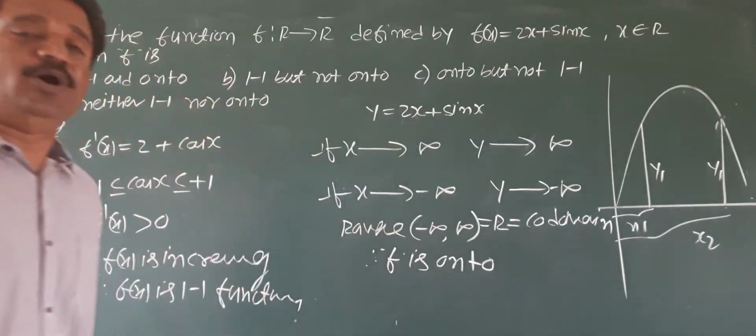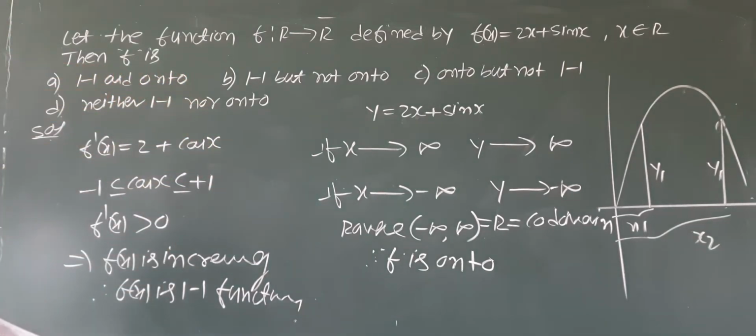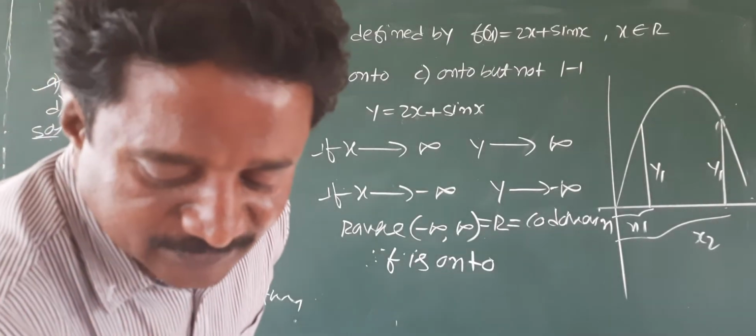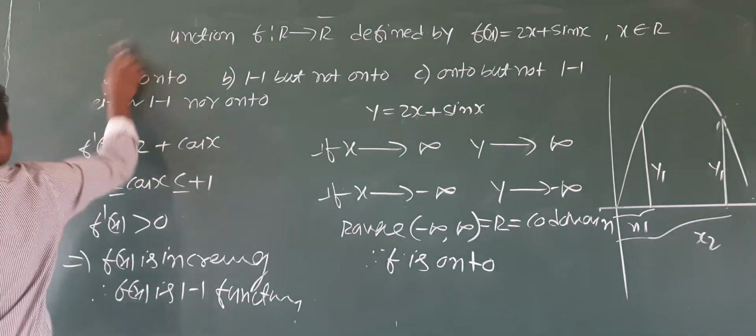f is both one-one and onto. Which option is correct? Students, option A. The first option is correct. Now let's move on to one more question. Let's go for the next question. Next JEE question. So right.